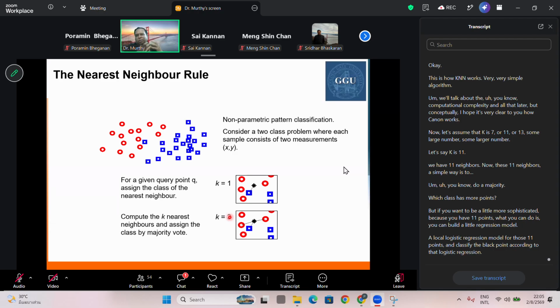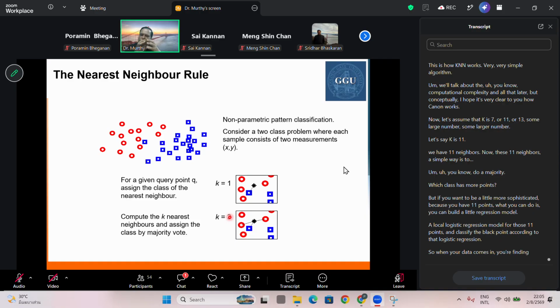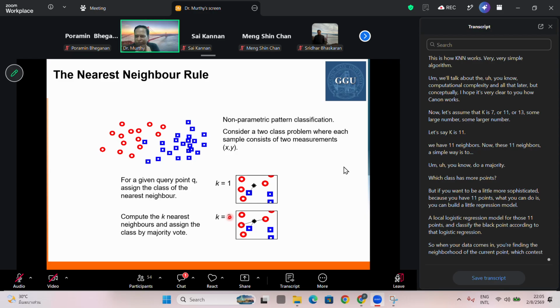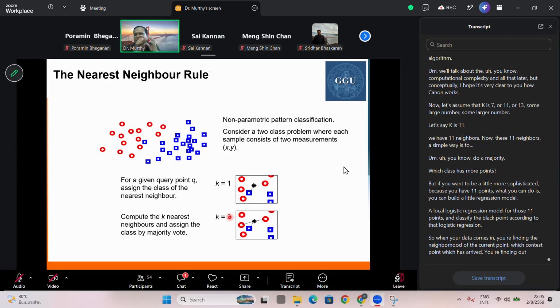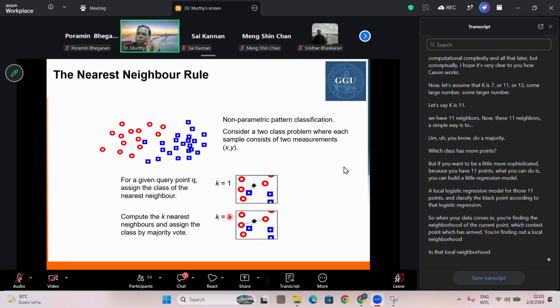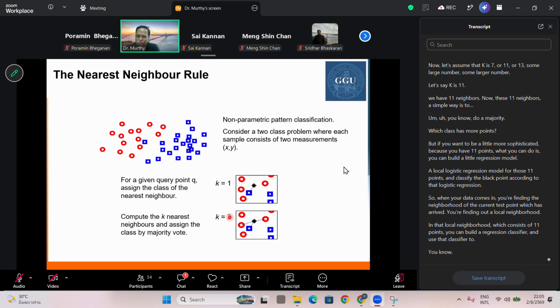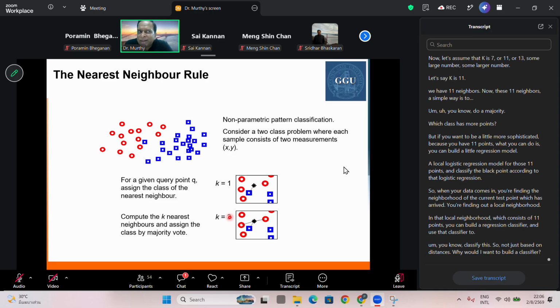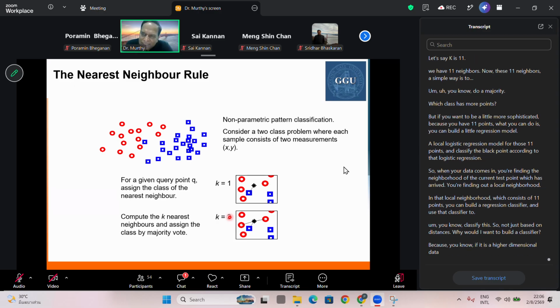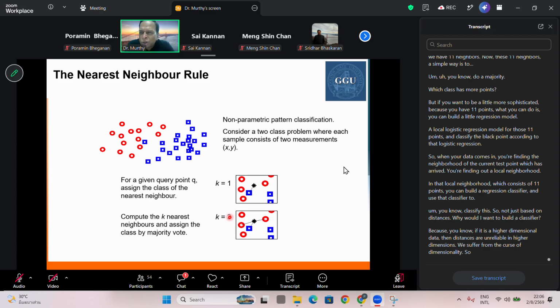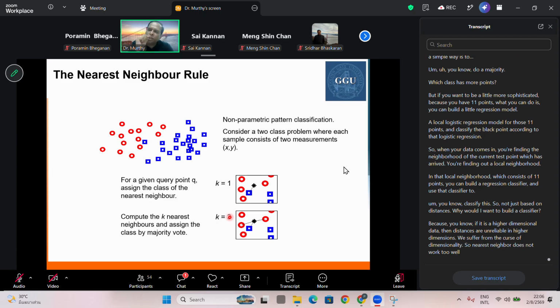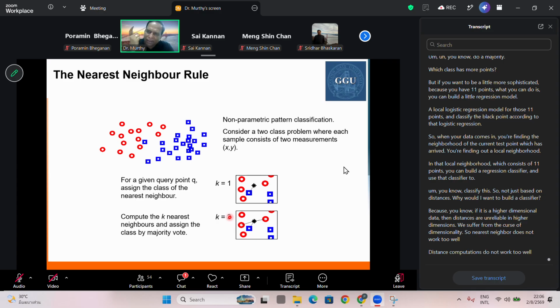So when your data comes in, you're finding the neighborhood of the current point, the test point which has arrived. You're finding a local neighborhood. In that local neighborhood, which consists of 11 points, you can build a regression classifier and use that classifier to classify this point. So not just based on distances. Why would I want to build a classifier? Because if it is higher dimensional data, then distances are unreliable in higher dimensions. We suffer from the curse of dimensionality, so nearest neighbor does not work too well. Distance computations do not work too well in higher dimensions.